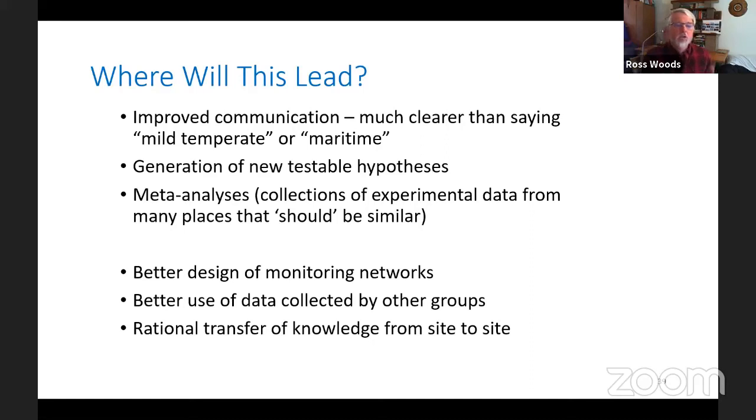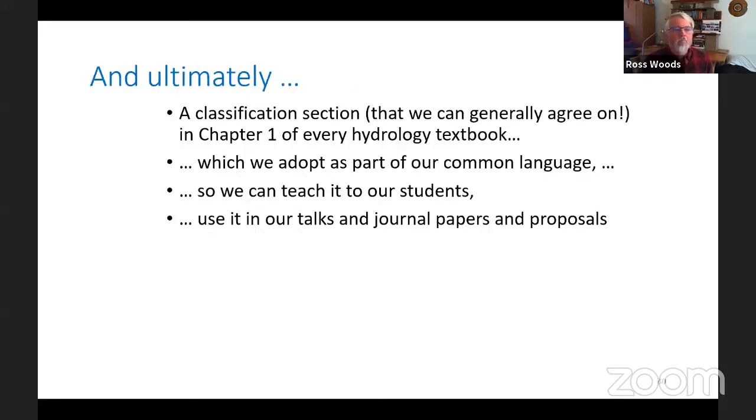It's also potentially a way to design better monitoring networks, to make better use of data that other people have collected, because we'll know whether their data is from places that are similar to ours or not, and enable us to do more rational transfer of information from one place to another. And ultimately, if I was to continue the dream, I'd hope for a classification section in every textbook, chapter 1 of every hydrology textbook, a classification section that we could generally agree on, that we could use as part of our common language and teach to our students and use in journals and talks and proposals, so that we were clear what we were talking about and we were able to link our work to other people's work.